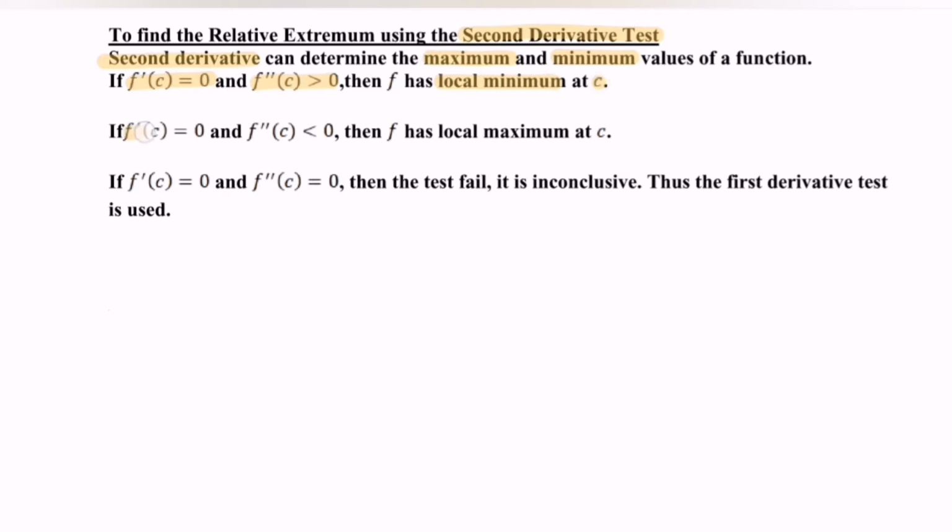If we have a stationary value and the second derivative is less than 0, meaning that f has a local maximum at c. If we have a critical value and the second derivative also equals 0, then the test fails. Thus, the first derivative test is used.